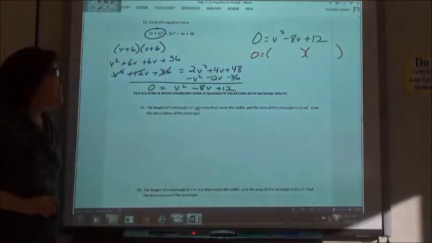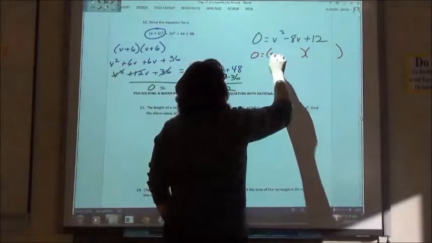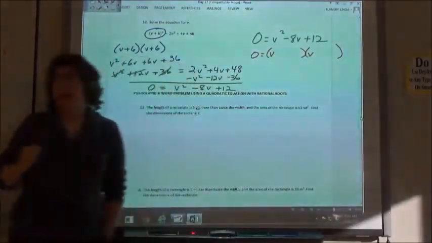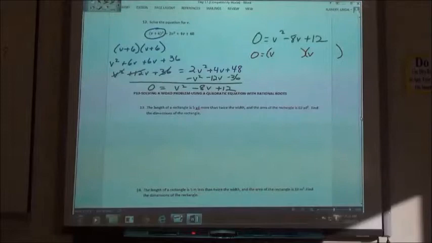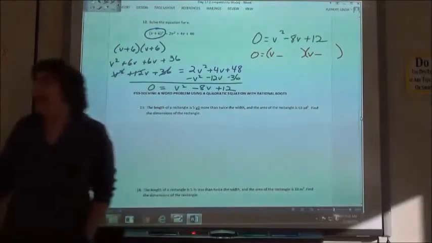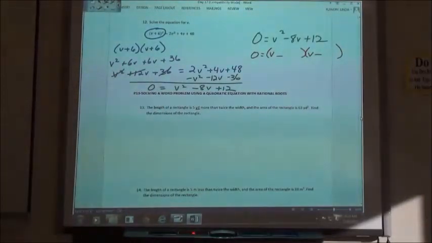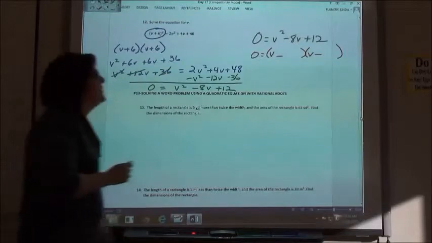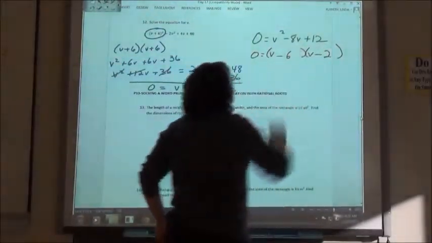Factors of V squared: V and V. What are my signs on this one? A negative and a negative. If the end is positive, they're both the same as the middle. A negative times a negative makes a positive on the end, but adds up to a negative in the middle. Factors of 12 that give me the 8 in the middle: 6 and 2. 6 times 2 is 12, right?